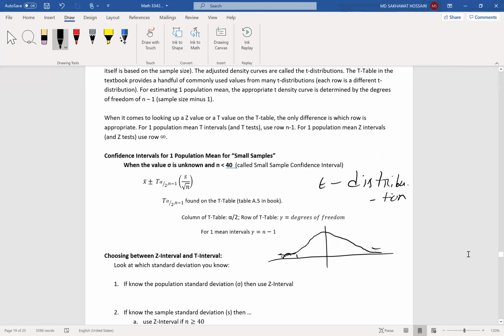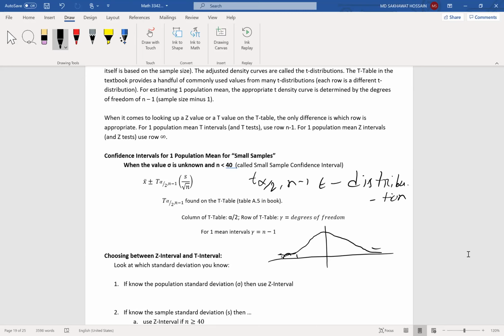Now you can see why we are using t alpha over 2, n minus 1, when we are using s instead of sigma and the sample size is small. If the sample size is large, then you can still use Z distribution, you can still use Z alpha over 2. But since here n is small, you have to use t alpha over 2, and n minus 1 is the degrees of freedom.